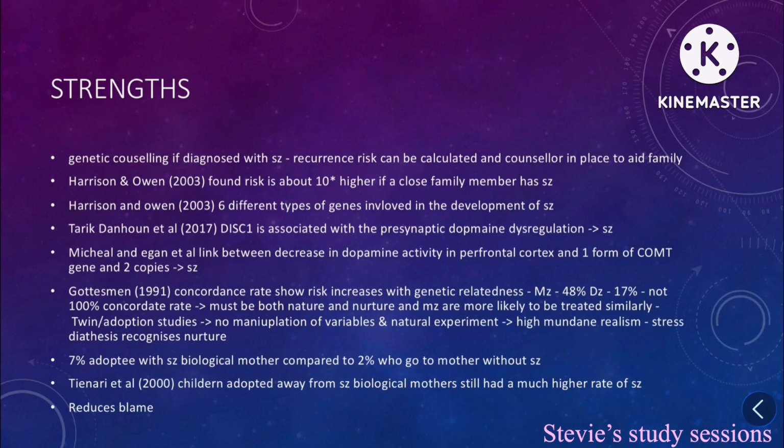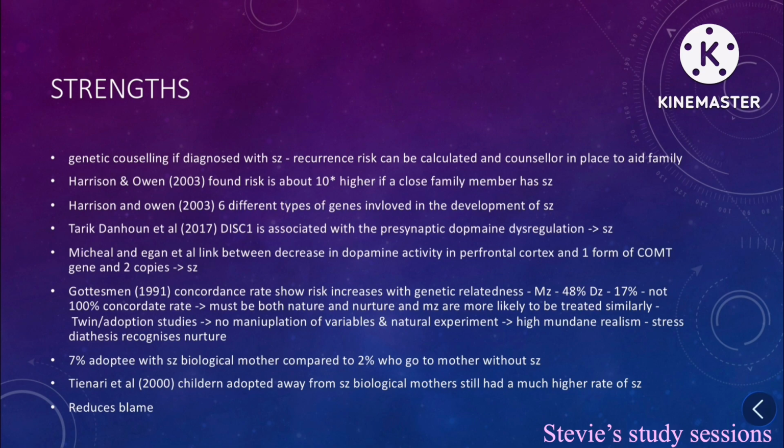Strengths. Genetic counselling, if diagnosed with schizophrenia, means that risk can be calculated and counselling can be put in place to aid the family. Harrison and Owen, 2003, found that risk was about 10% higher in close family members of schizophrenia. Harrison and Owen, 2003, found 6 different types of genes involved in the development of schizophrenia. Tarkan Downhown, 2017, found that the DISC1 gene is associated with the presynaptic dopamine dysregulation explanation of schizophrenia.